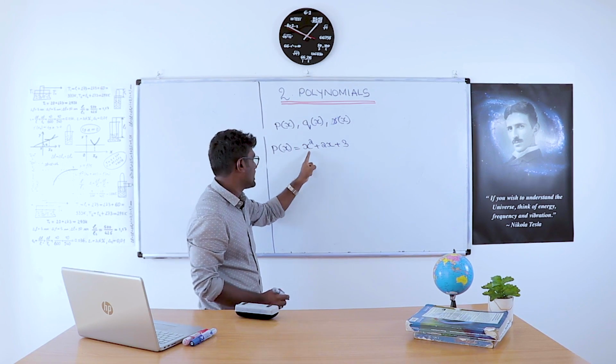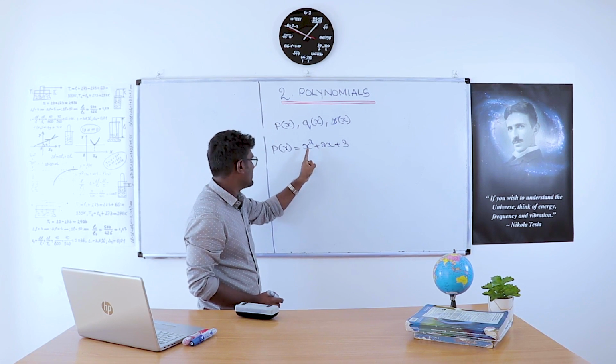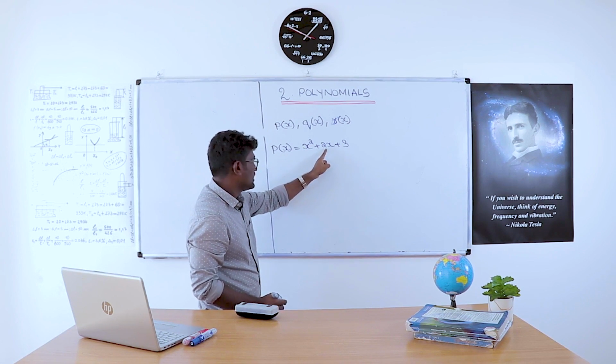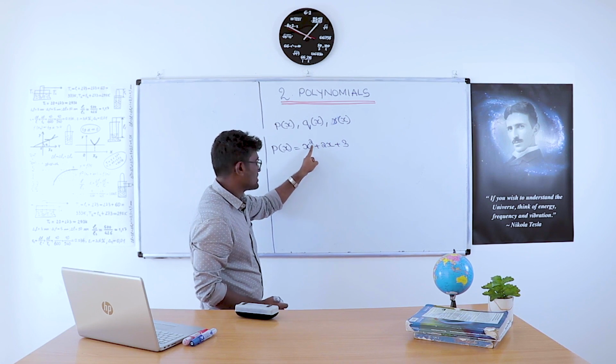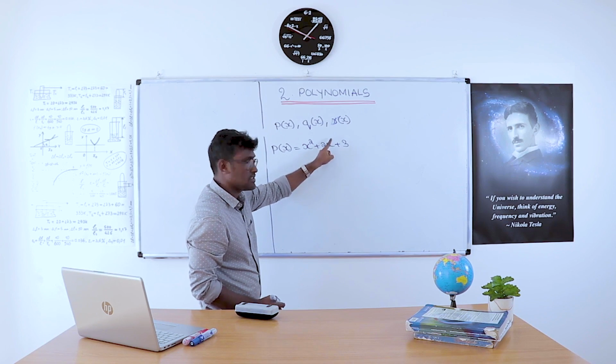Only one variable, that is x. So it consists of 3 terms and one variable. What is the highest power of the variable? The highest power of the variable is 2. So there will be 2 here. There will be 2x. Sorry, the power of x is 2. The power of x is here 1.